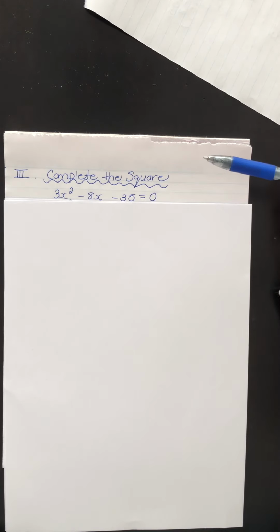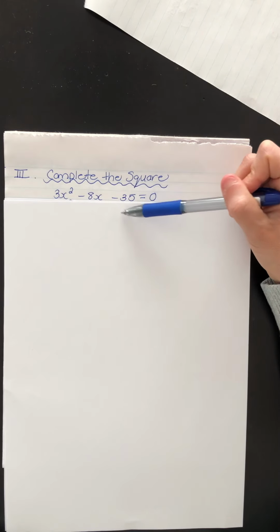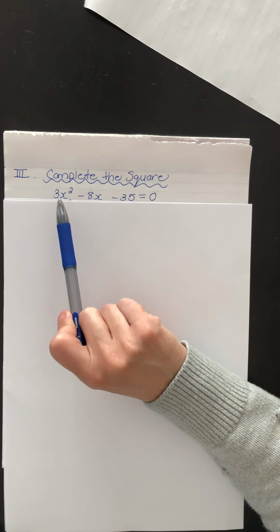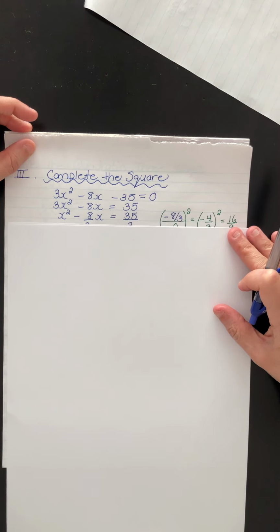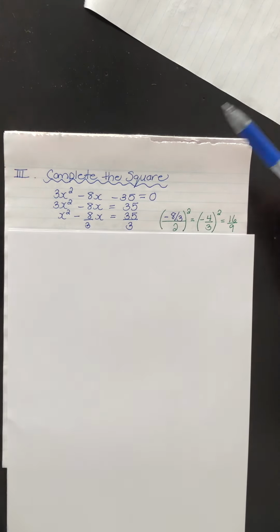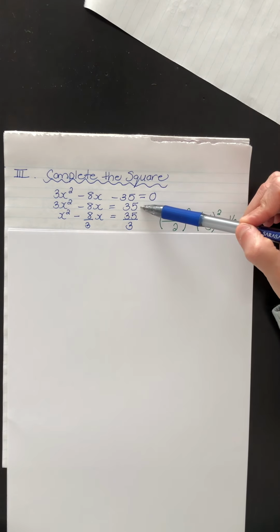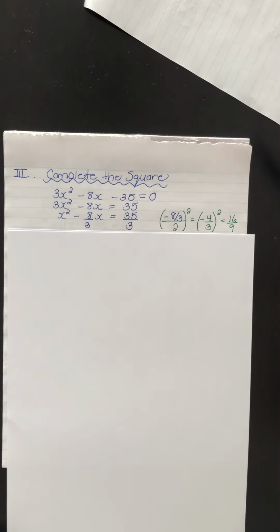So in this method, remember, we have to first move this term to the other side of the equation. We also have to ensure that we have just 1x squared. So that will mean dividing all terms by 3 as well. So I've done that here. Okay, so first I moved this number to the other side, you can see it is now positive 35. And then I went ahead and divided all terms by 3.